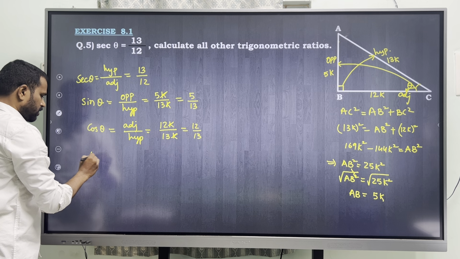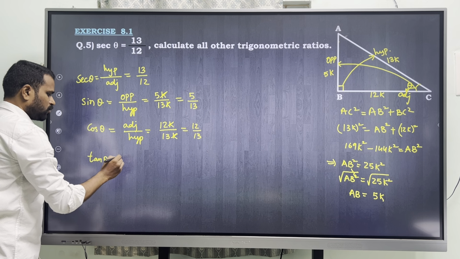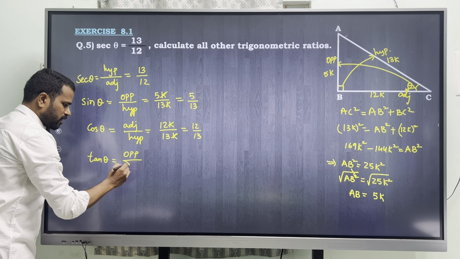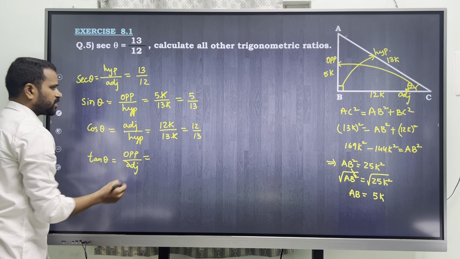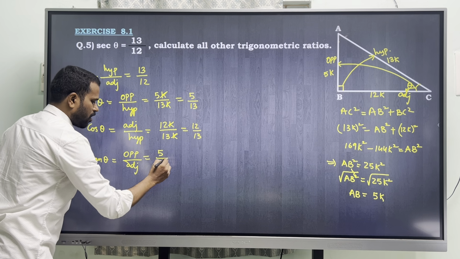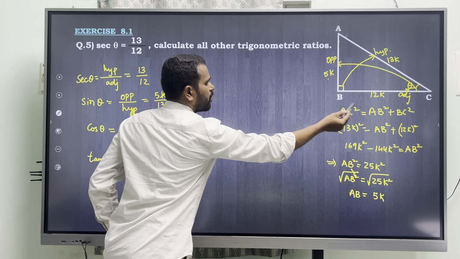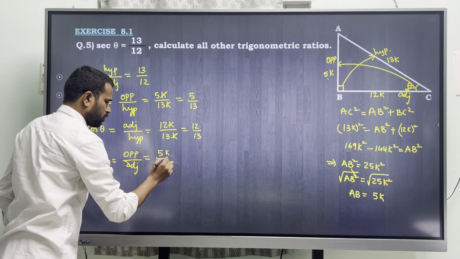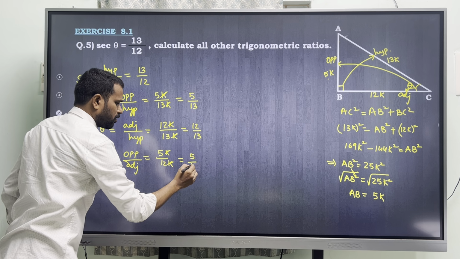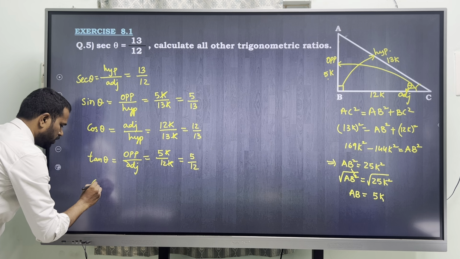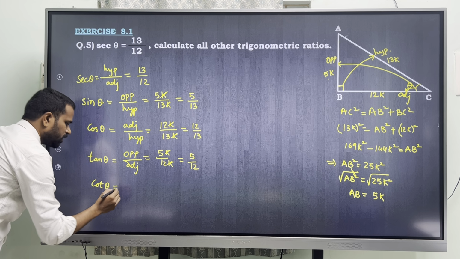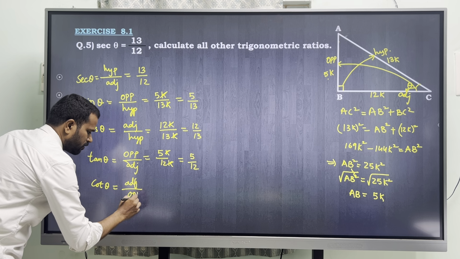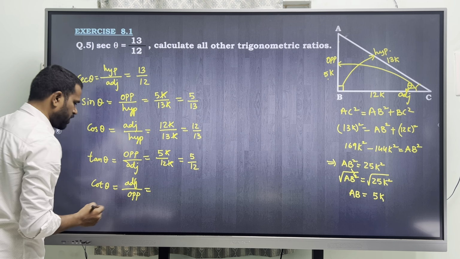Next, tan theta. So what is the definition of tan theta? It is opposite side upon adjacent side. So what is the opposite side? 5 upon adjacent side. Opposite is 5, adjacent is 12. So 5 upon 12. Next, cot theta. So cot theta is equal to adjacent side by opposite side, right? So adjacent side how much?